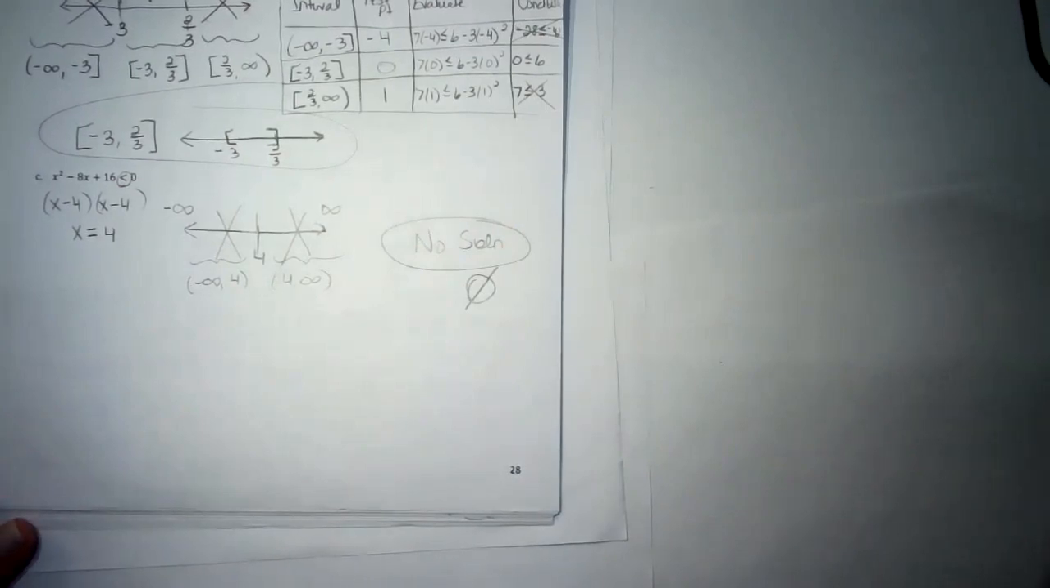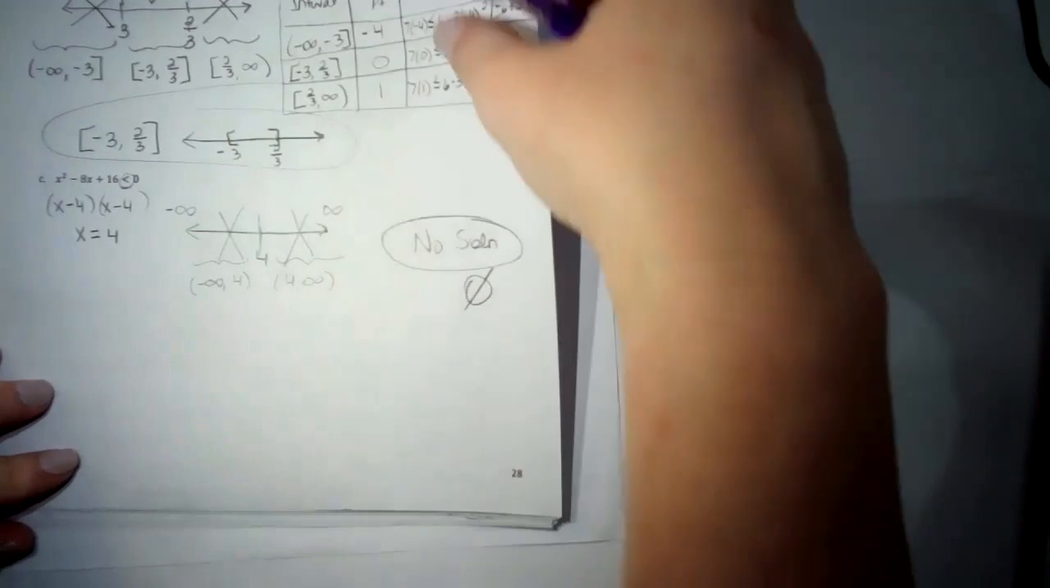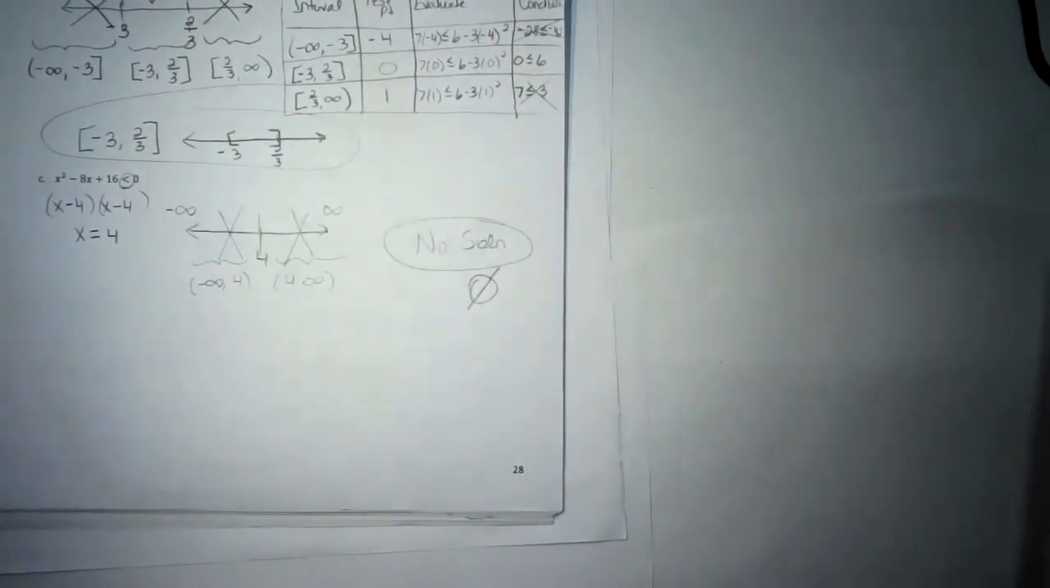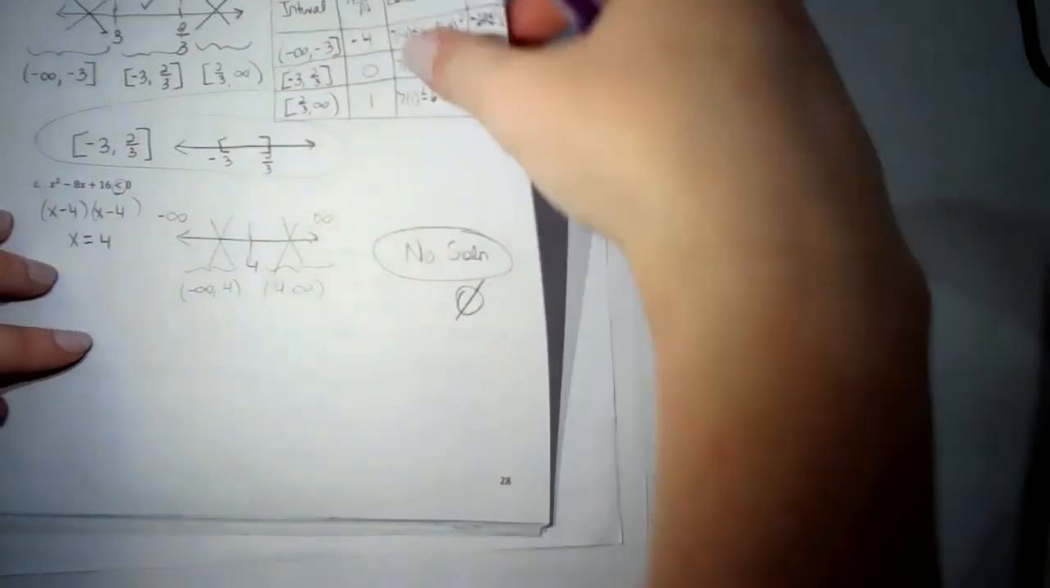Oh, yeah. We're just skipping him. Sorry. I just wanted to skip him and go to another one that has a few more interesting things happening. Is that good with everybody? Okay. And then, of course, if all three intervals worked, what would you write? All real numbers. If all three worked, then you would do negative infinity to positive infinity.